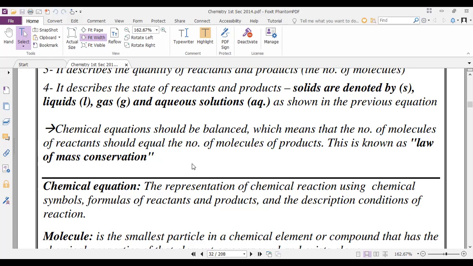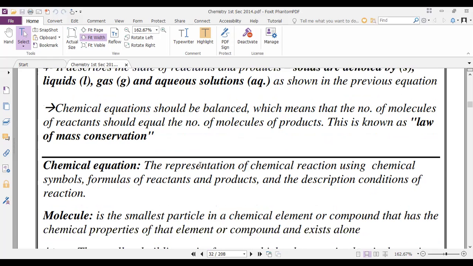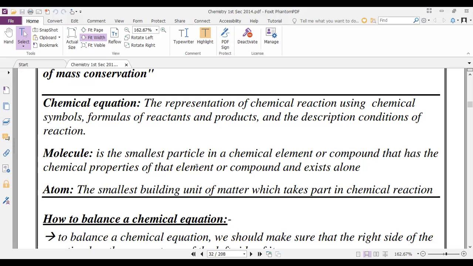Okay, so chemical equation is the representation of chemical reaction using chemical symbols, formulas of reactants and products, and the description of conditions of reaction. So what's meant by chemical equation again? The representation of chemical reactions using chemical symbols, formulas of reactants and products, and the description of conditions of reaction.